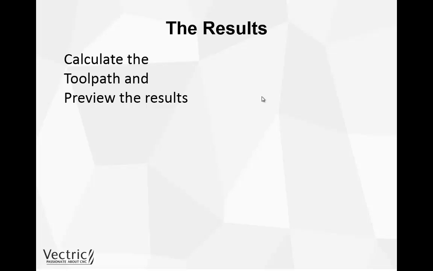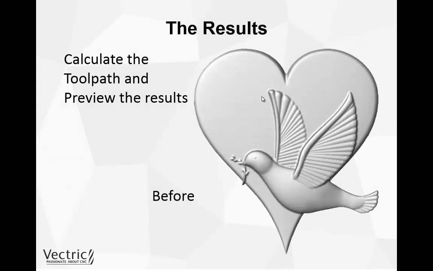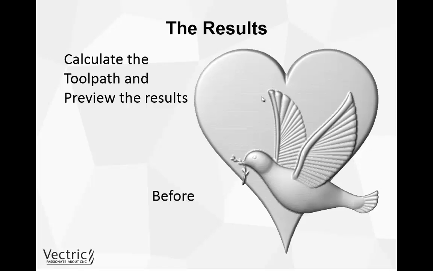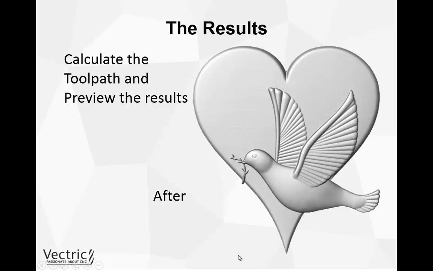The results. So when we calculate the toolpath and preview the results, we should go from having a model that looked like this to one when we've actually rest machined it looking like this. So I'll just show you that again. So this is before, and after we've run the rest machine toolpath, we should see that all these areas around the dove and in the wings, they should all clear up, like so.